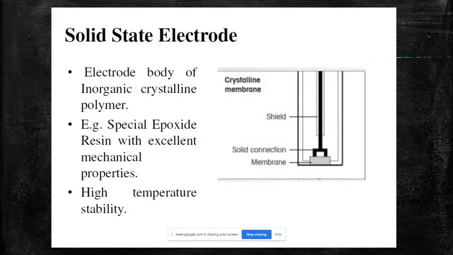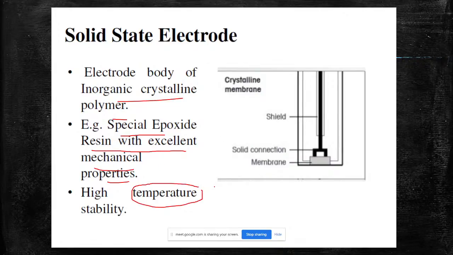ions, okay, or electrolytes. Solid state electrode, so the electrode body is made up of an inorganic crystalline polymer. Okay, so for example, a special epoxide resin with excellent mechanical properties can be used. So the advantage is it can sustain high temperatures.